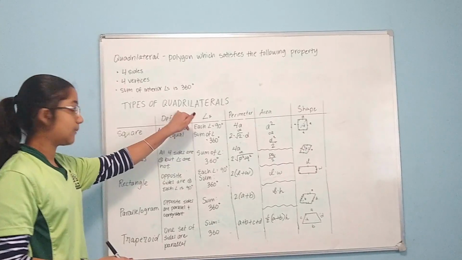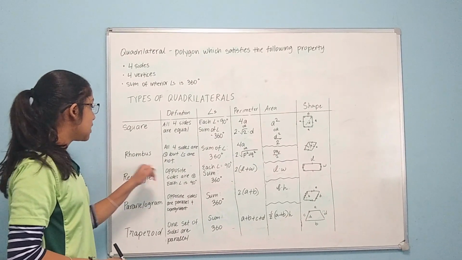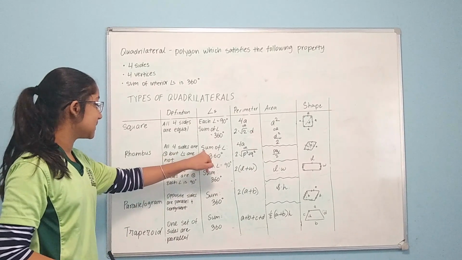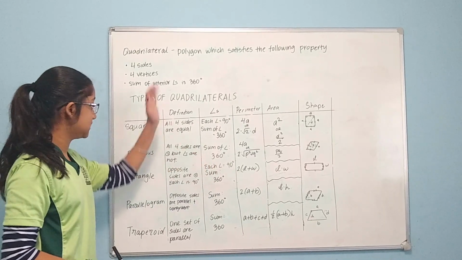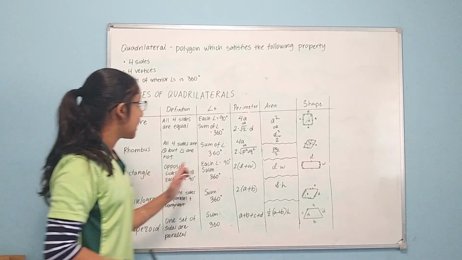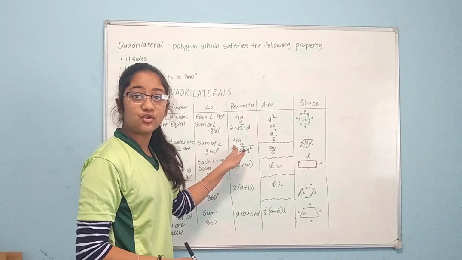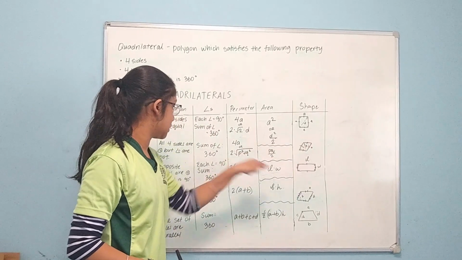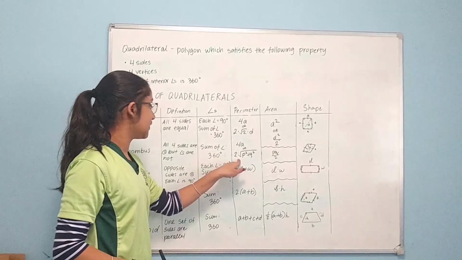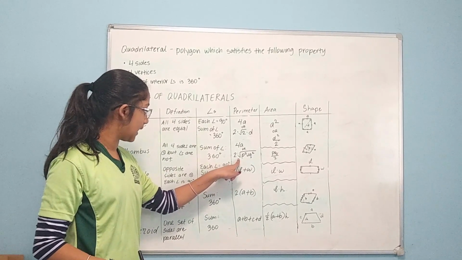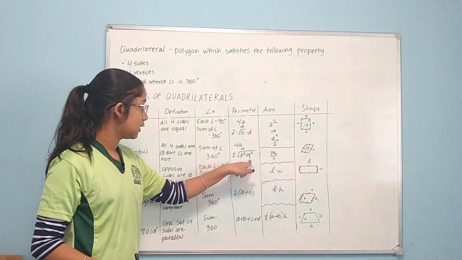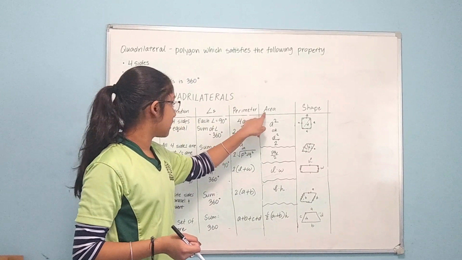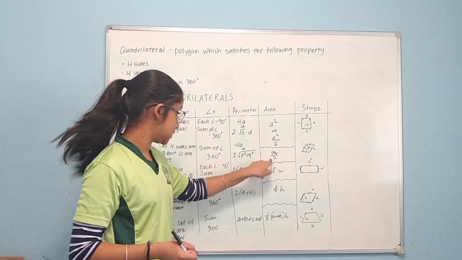Now moving on to another type of quadrilateral, which is a rhombus, where all 4 sides are equal, but the angles are not. So the sum of the angles is equal to 360 degrees, because it is a quadrilateral. And to find the perimeter, you can also do 4A, since like a square, it has all sides that are equal. And instead of doing 4A, you can also do 2 rad P squared plus Q squared, where P is the diagonal and Q is the other diagonal. And for the area, you can do P times Q over 2.